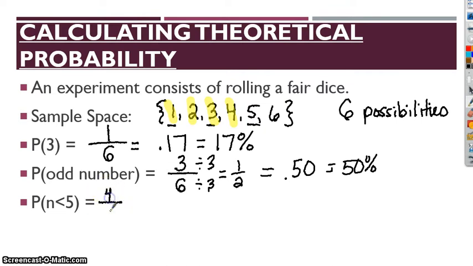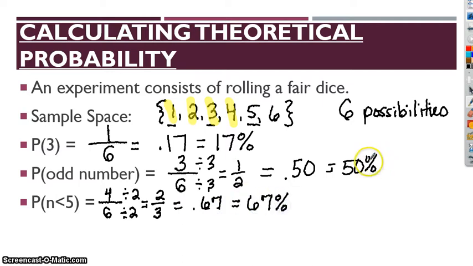4 out of 6. We know that 4 and 6 are both even numbers, so we can reduce that by 2 to get 2/3. If you divided that on the calculator, you get 0.67, which is 67%. So 67% of the numbers are less than 5.